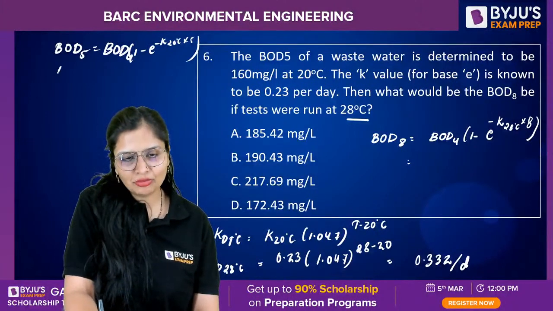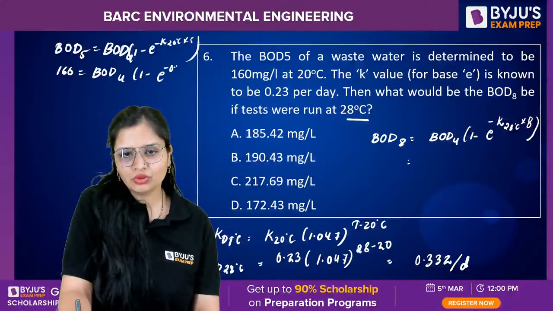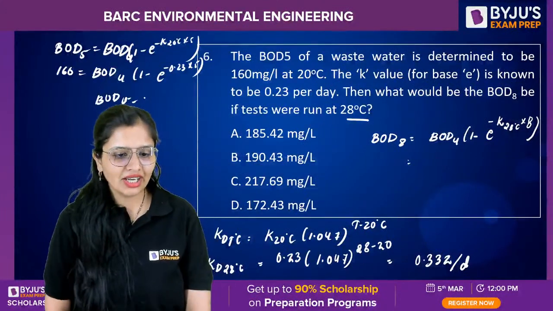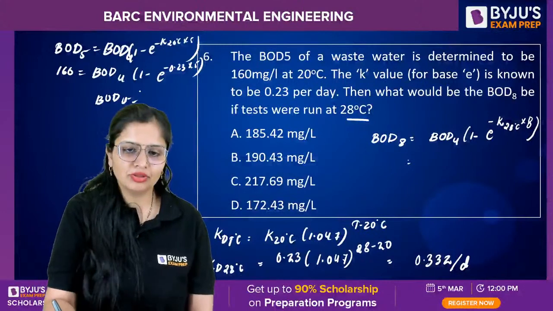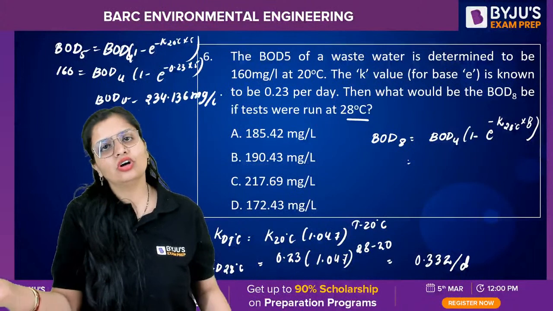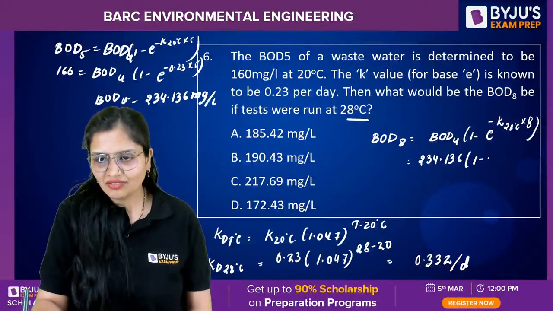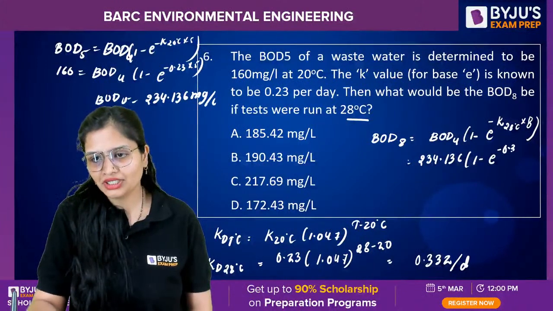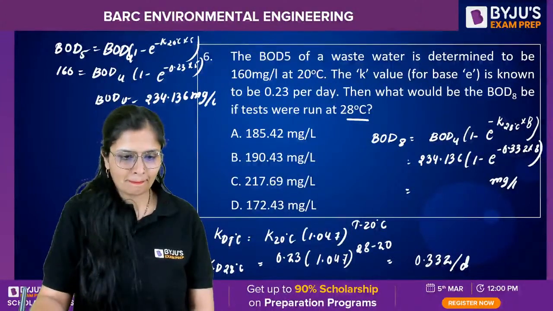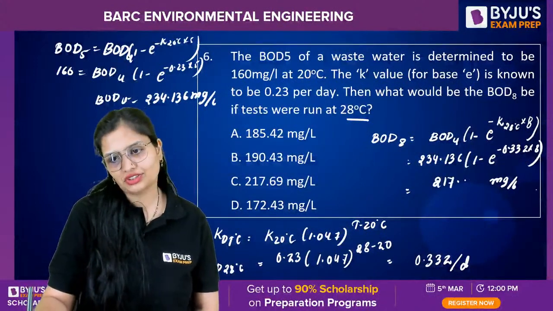So 5 days is given to me, 160. Ultimate BOD you have to calculate: 1 minus e to the power minus 0.23 into 5. How much is the ultimate BOD coming? What is the value of ultimate BOD? So you got all the things, just substitute it. 234.136 times 1 minus e to the power minus 0.332 into 8. How much will it be coming? 217.69. Absolutely correct.